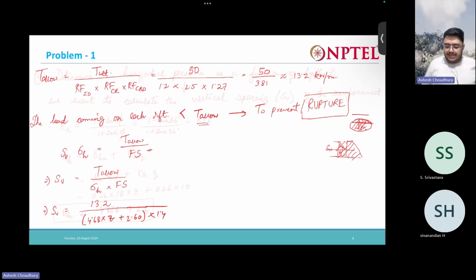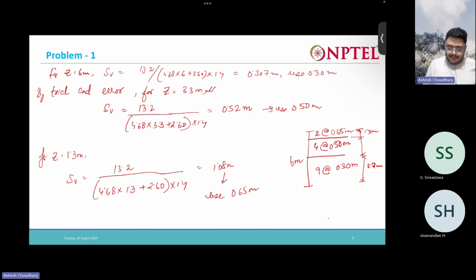Then we calculated T allowable. T allowable we calculated from the ultimate strength by using reduction factors. Then we used the rupture criteria to calculate the vertical spacing, which satisfies the rupture criteria. Done. Then next is the length.